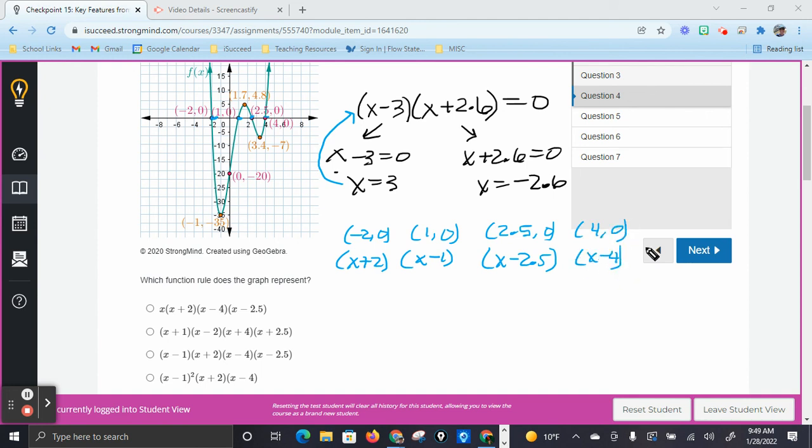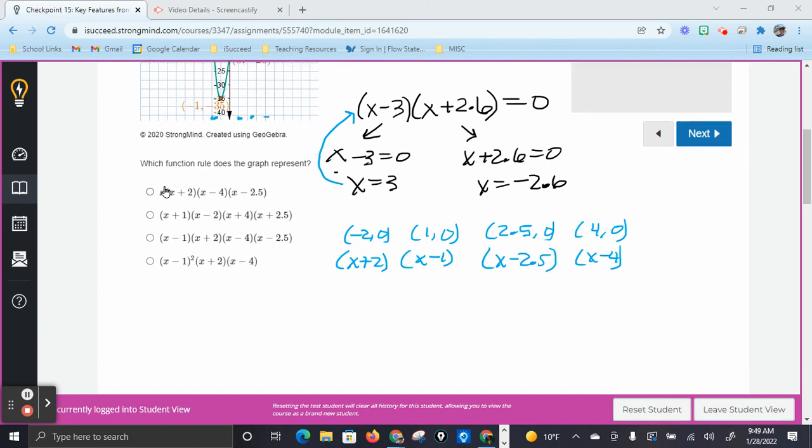So now I just need to find which one of these matches all of those factors. It's not this one because you see that x guy out there? Nope, nope, nope, nope, nope, nope. Now they could be in flip-flopped order. So instead, this one has an x plus 1. Nope, I need an x minus 1. And then I have it multiplying with x plus 2, multiplying with an x minus 4, and then that last one of x minus 2.